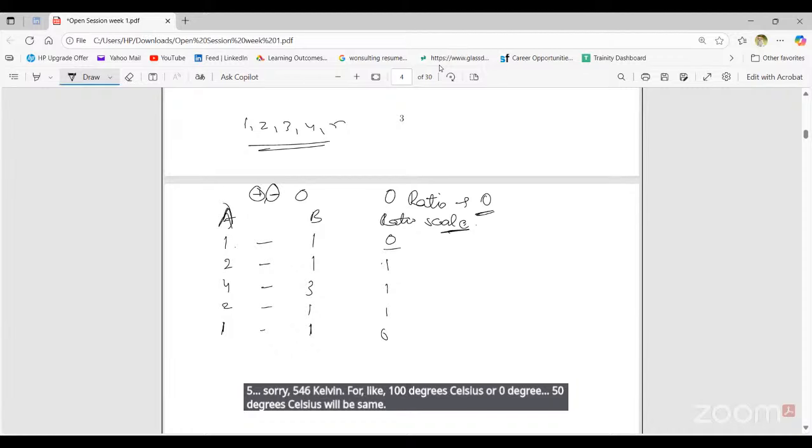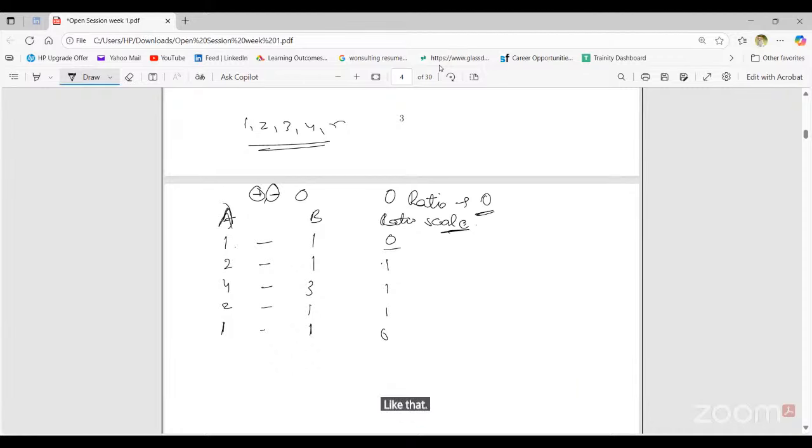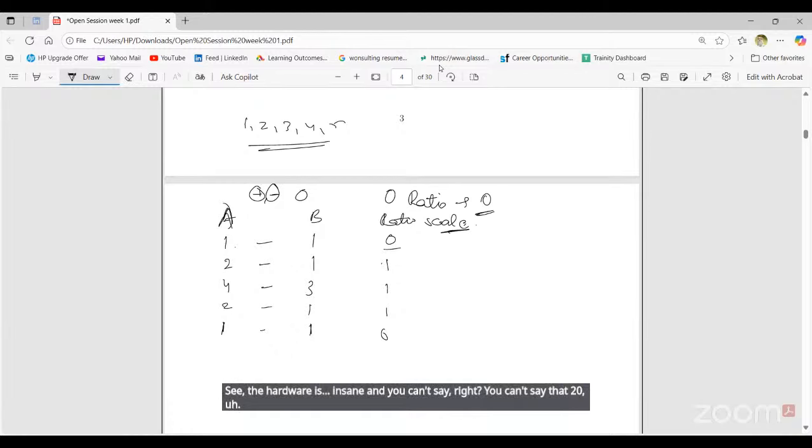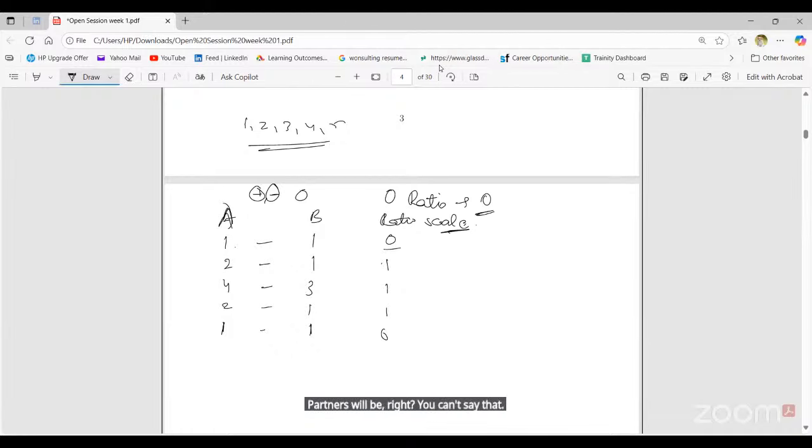In Celsius and Fahrenheit, you can't say that 40 degrees is twice as hot as 20, right? You can't say that. But in Kelvin, I'm not sure. I'll just have to look into it. But it's the same thing, no?